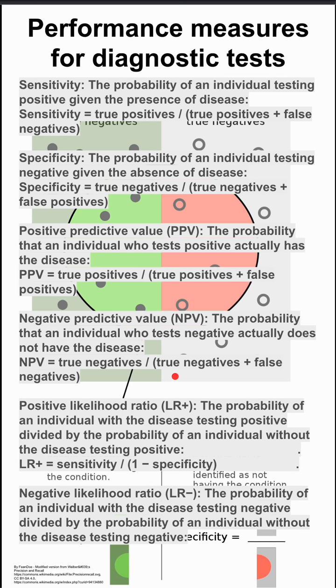Negative likelihood ratio, this is the last one: the probability of an individual with the disease testing negative divided by the probability of an individual without the disease testing negative, computed as 1 minus sensitivity divided by specificity.